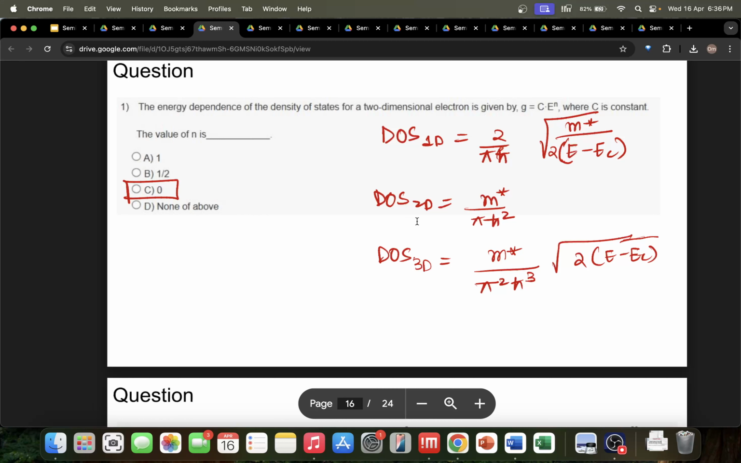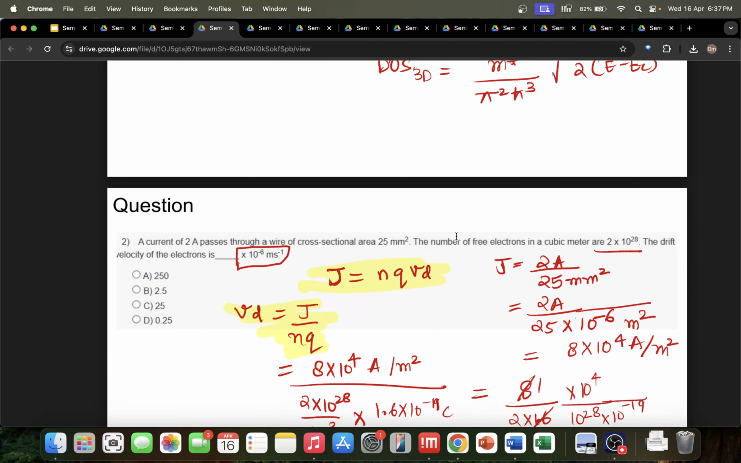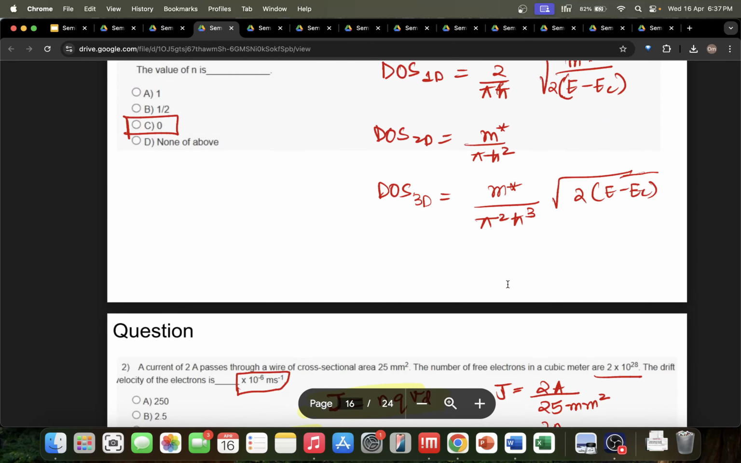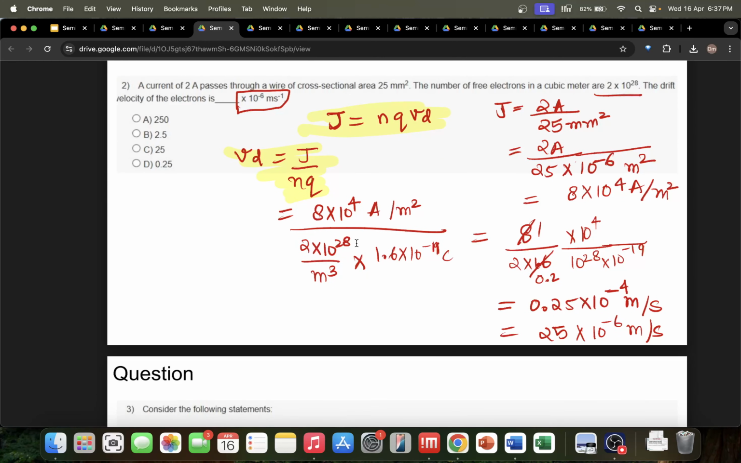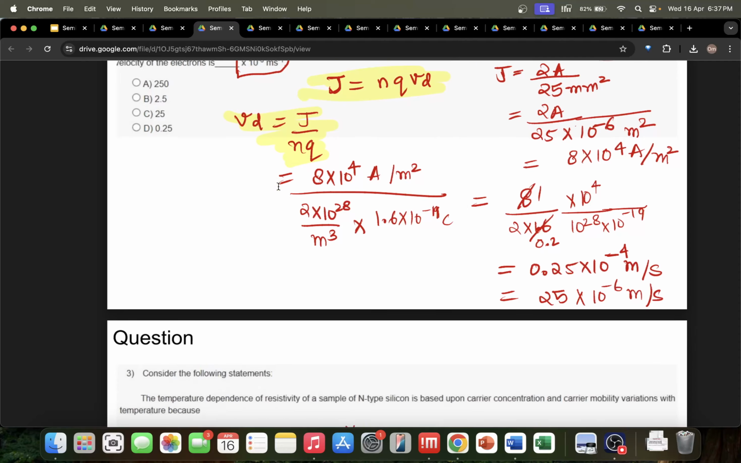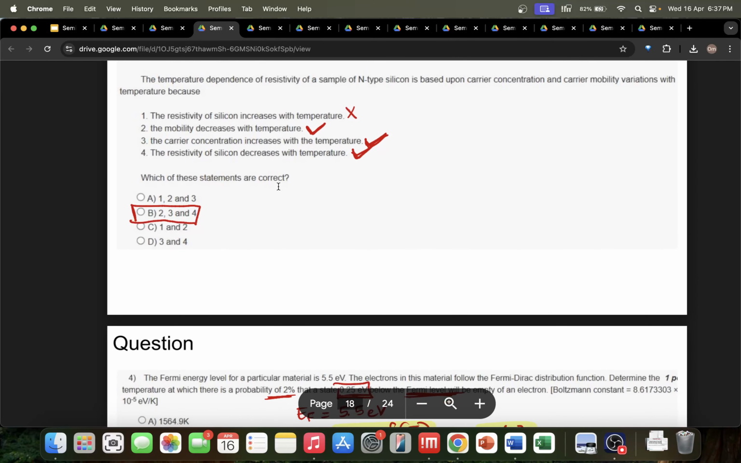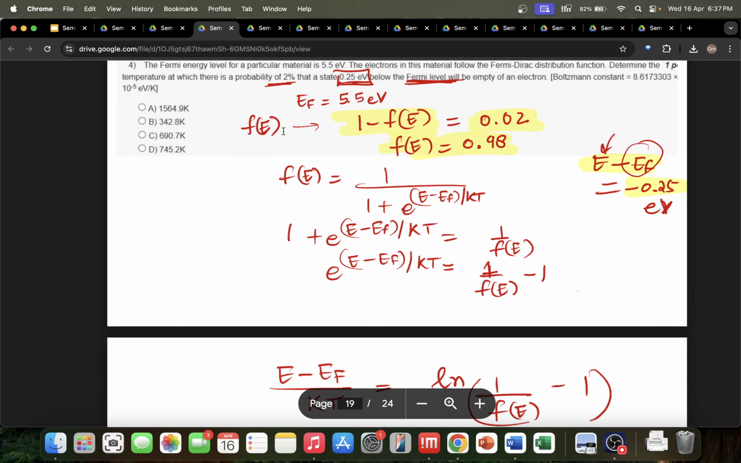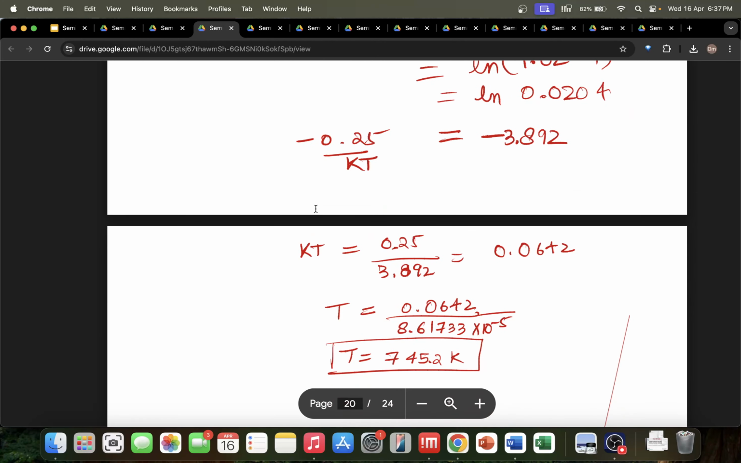We saw the relationship between 1D, 2D, and 3D DOS and their dependence on energy. 1D has 1 by root E dependence, 2D DOS is independent of energy, and 3D DOS has root E dependence. So these are very important relations. Again, some questions on current density and drift velocity, and some questions about the probability of finding electrons, which is due to the Fermi energy.